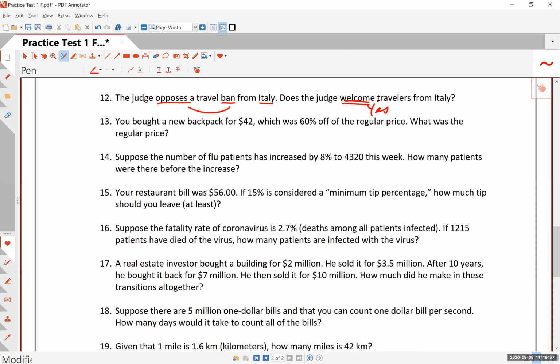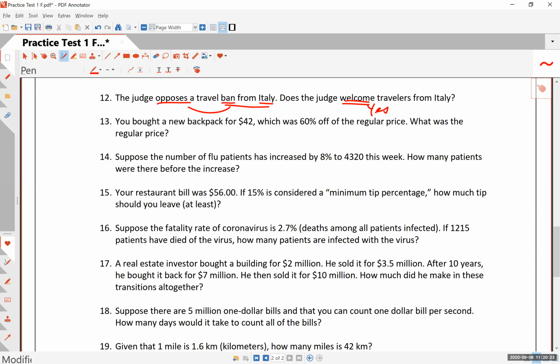Or you can think in this way. A ban from Italy means you're not welcoming people from Italy. If you oppose that, then you are saying, no, no, no, you can come in. So you are allowing these people to come in. And so, yes, this judge tends to welcome the people from Italy.